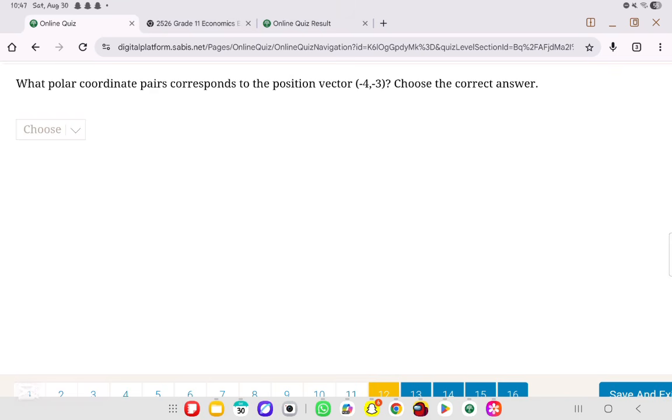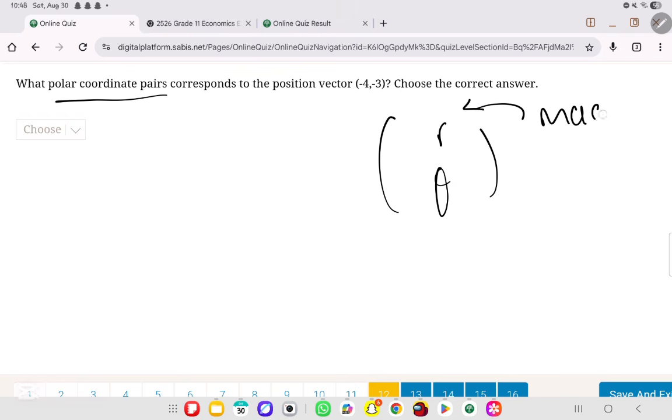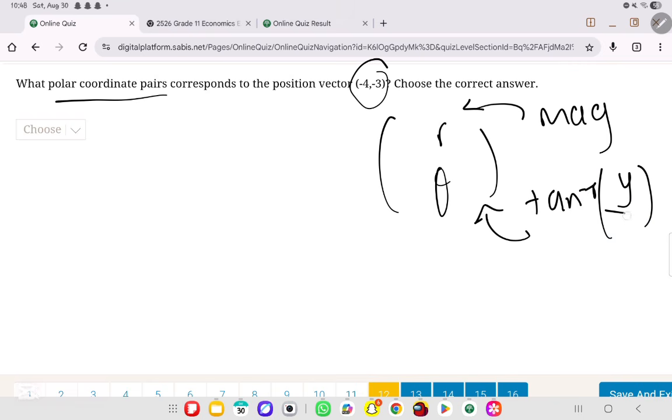We'll move on to question number 12. What polar coordinate pairs corresponds to the vector -4, -3? When they say polar coordinate pairs, you directly think of r theta. R is magnitude. Theta, when it comes to a question like this, is the angle made with the positive x-axis, but it's also tangent inverse y over x.